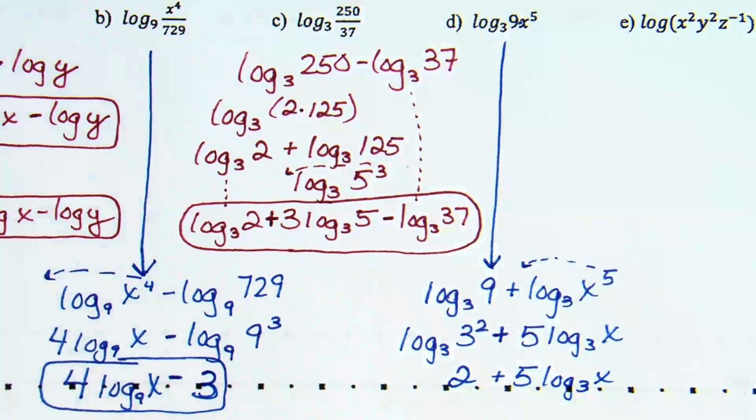Can I add 2 and 5? The 5 is attached to the log, though, isn't it? Okay, so the 5 is attached to the log. So can I add the 2 and 5? No, because the 2 does not have an equivalent log attached to it.